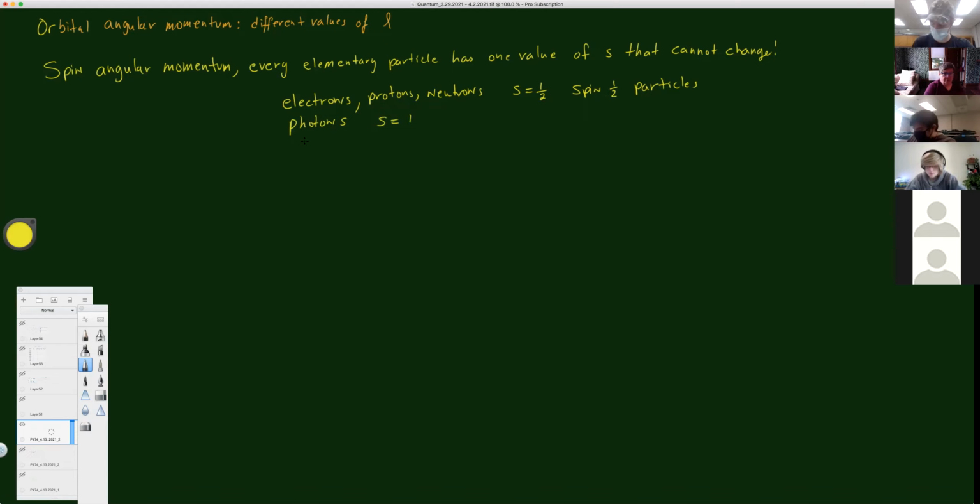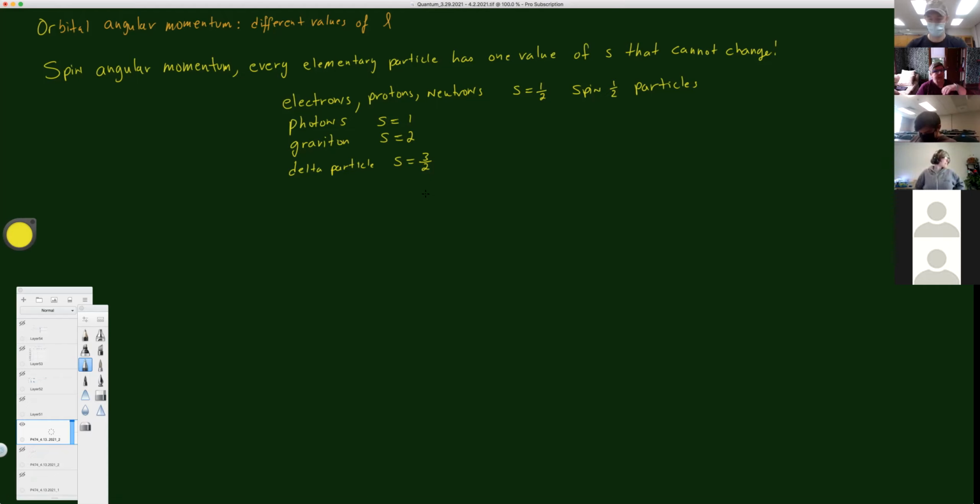There's weird ones like the graviton, the mediator of the gravitational force, which has spin equal to 2. Weird things like a delta particle have s equal to 3/2. You cannot change the graviton spin. The graviton has spin s equal 2. Electron has spin s equal 1/2, and that's that. You cannot change it. It's, like I said, intrinsic to the particle.